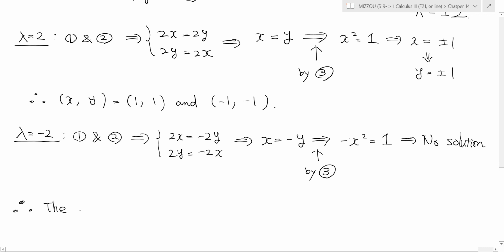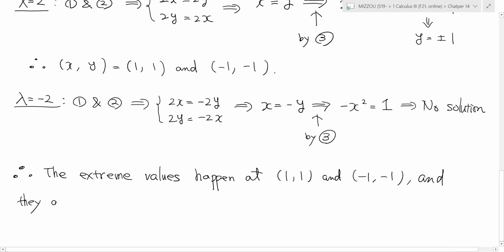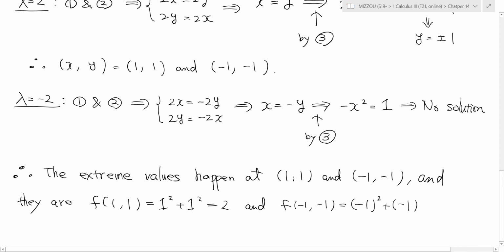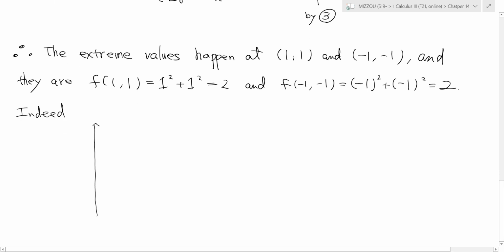Therefore, extreme values happen at (1, 1) and (negative 1, negative 1). And their values, namely the corresponding z values: f of (1, 1). Remember, f of (x, y) is x squared plus y squared. So 1 squared plus 1 squared, that's 2. And f of (negative 1, negative 1) is negative 1 squared plus negative 1 squared, which is 2. Okay.